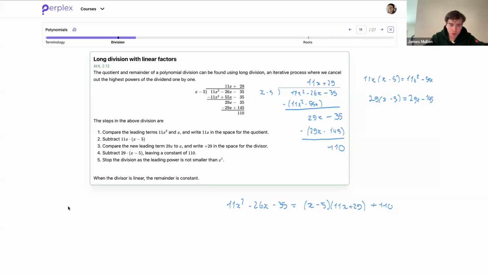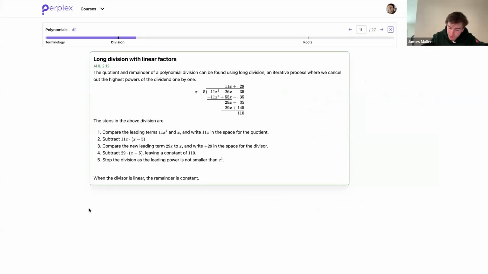Now, I do want to show you a way that I find better of doing these, because again, in the IB, the only context where you need to do polynomial division is when you have something like, I'll just do this example, 11x squared minus 26x minus 35 over x minus 5. And you are trying to write it in the form ax plus b plus c over x minus 5.